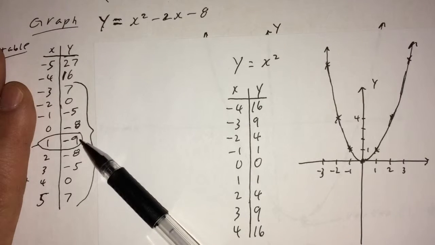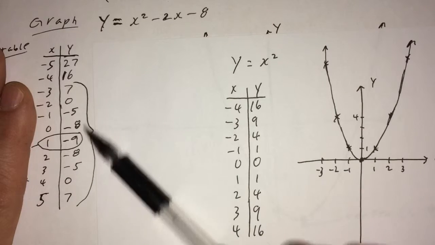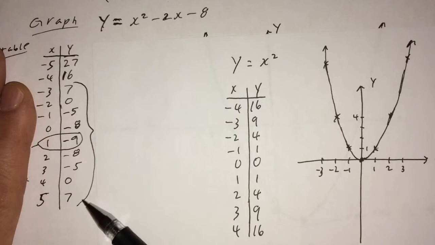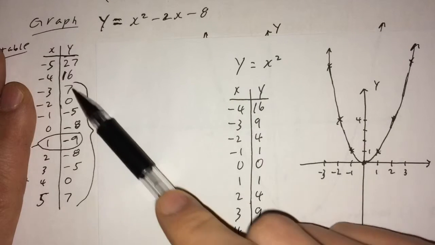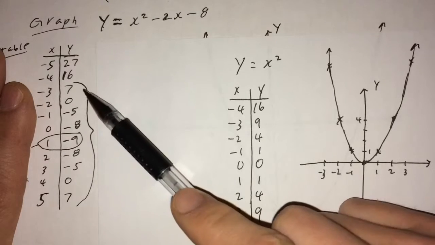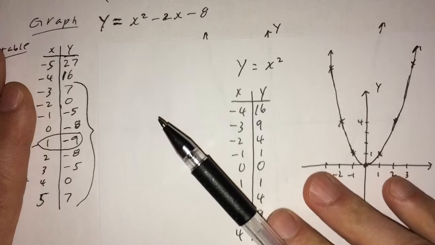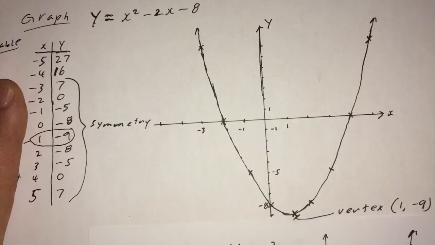So at -9, on either side, you got -8, then -5, then 0, then 7, and I'm sure you'd have the same thing if you kept going. So I just picked the symmetric portion of this. Okay, and if I go to plot this, this is what the graph will look like.